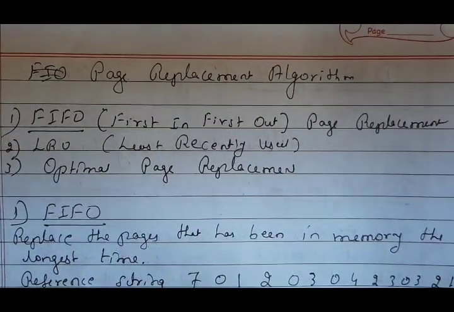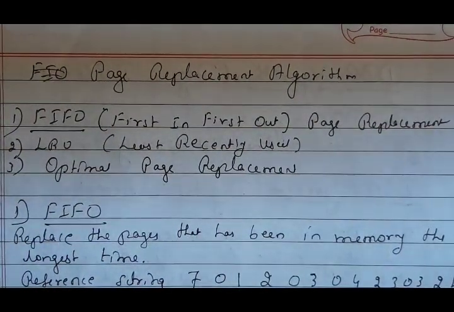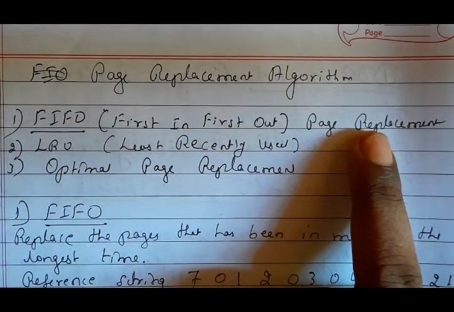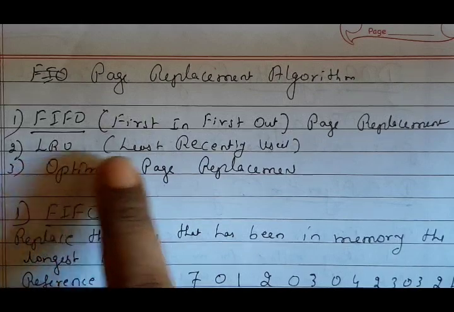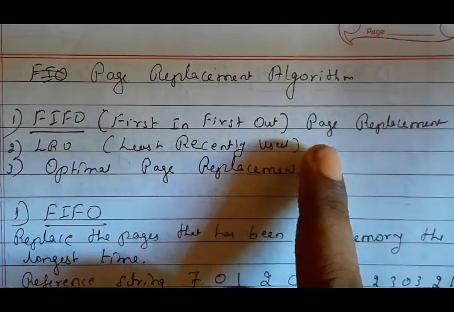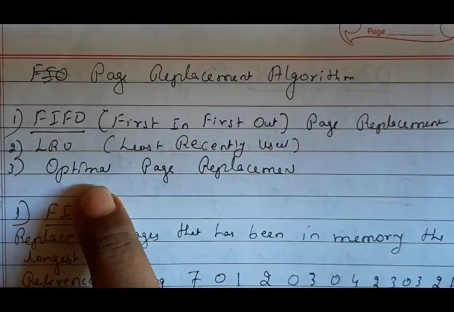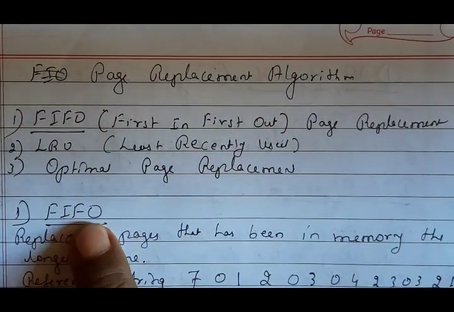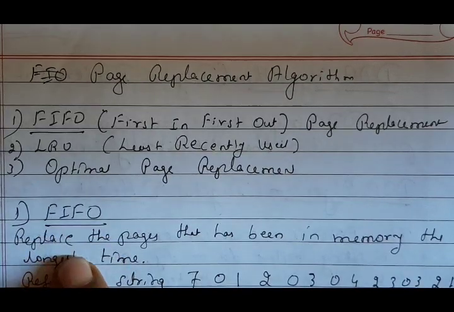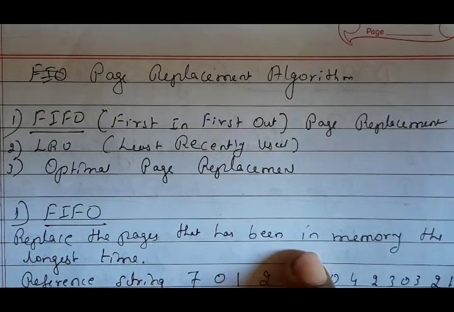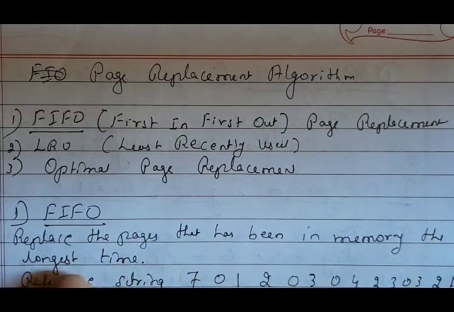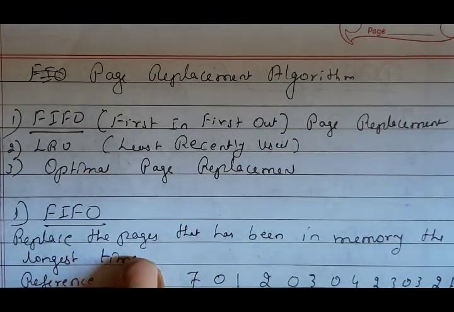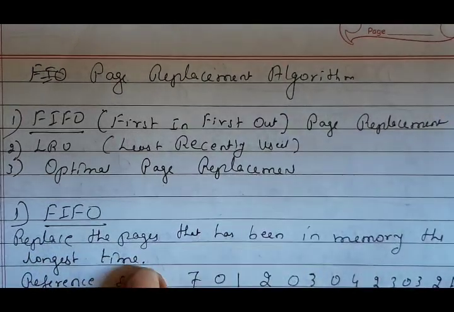There are three types of page replacement algorithms. One is first in first out, FIFO. Second is LRU, least recently used page replacement. The third one is optimal page replacement. First, FIFO: replace the page that has been in memory for the longest time. That is the FIFO concept.